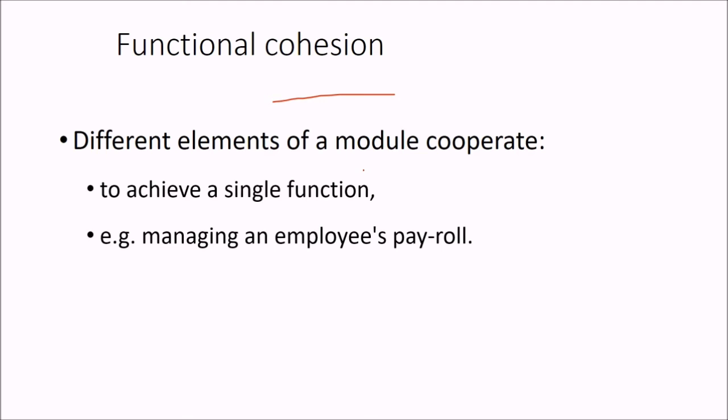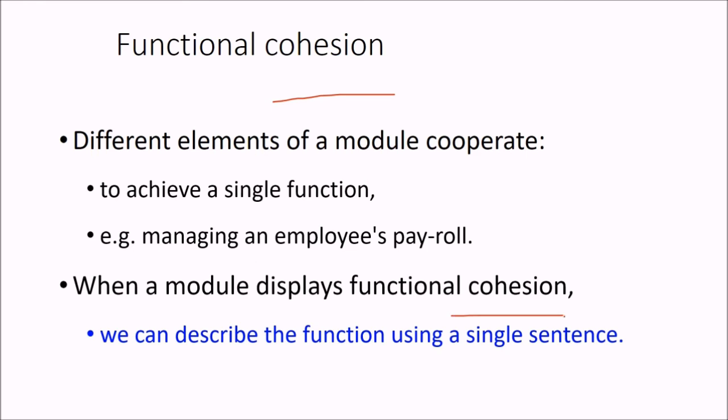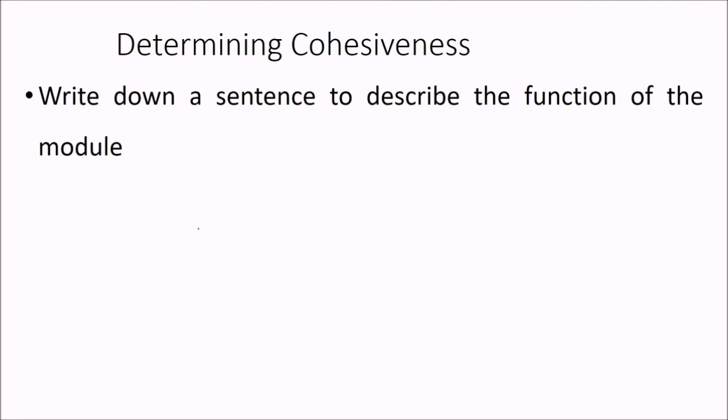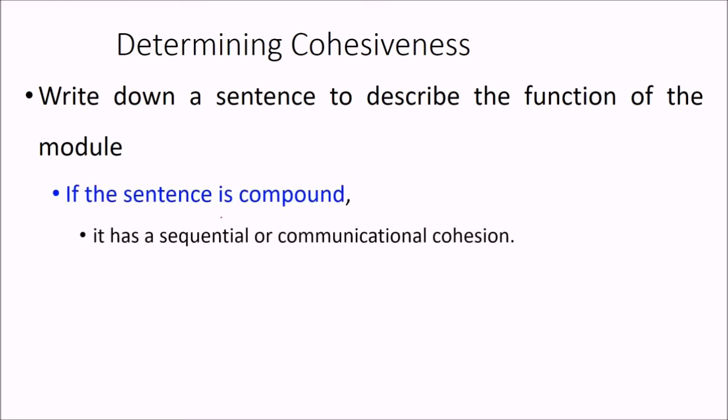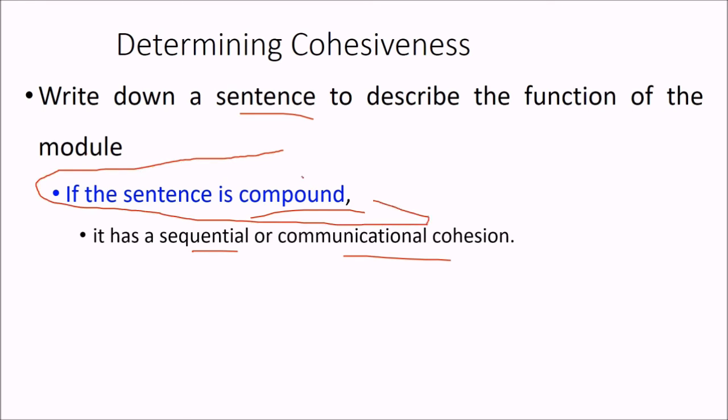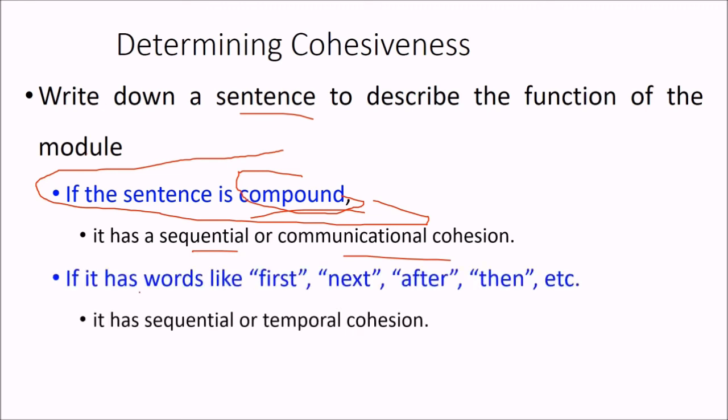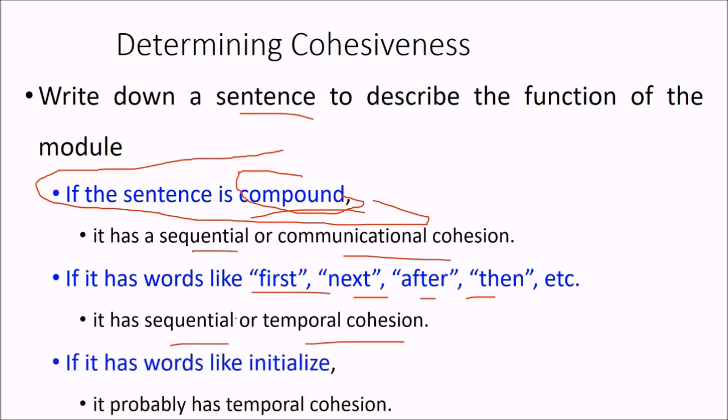And when a module displays functional cohesion, we can describe the function using a single sentence. And how to determine this cohesiveness? Just write down a sentence to describe the function of the module. If the sentence is grammatically compound, then it has sequential or communicational cohesion. If it has words like first, next, then, after, then it has sequential or temporal cohesion. If it has words like initialize, then we have temporal cohesion. So this is how we can easily determine the cohesiveness.